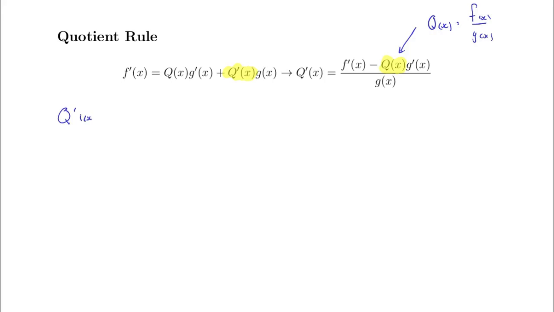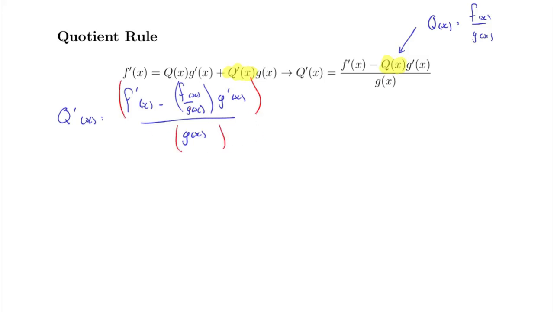So really, q prime of x is equal to f prime of x minus f of x over g of x times g prime of x over g of x. All I've done is just tossed this fraction in place of q. Now what we can do is simplify this fraction, just clean it up a little bit by trying to clear out this denominator, this g of x. Let's just multiply g of x on the top and on the bottom here. Really, we're just multiplying by 1, right? So this should be fine.